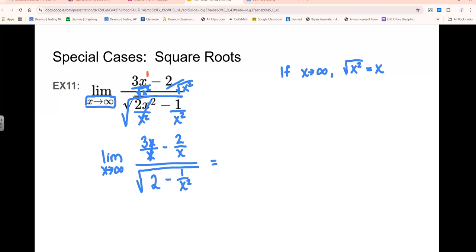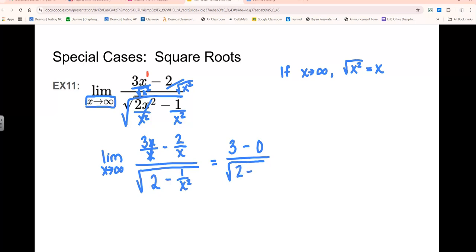So if I do the limit of each piece of this, the limit of 3 is just 3. What is my limit as x approaches infinity of 2 over x? Number on top, we got 2 pizzas. We got infinity people coming to the party. 0 pizza for everybody, right? In the bottom, you got to keep your square root. The limit as x approaches infinity of 2 is just 2.